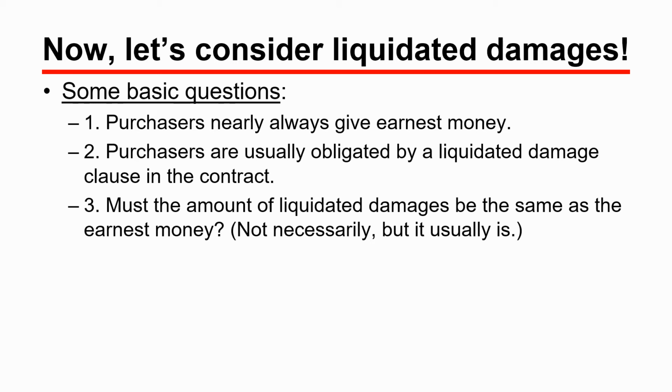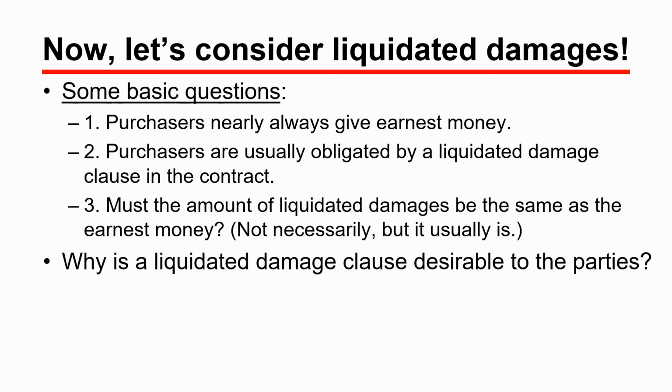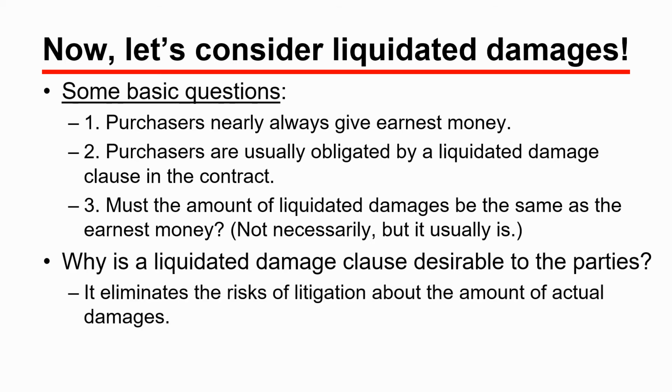That is, the clause will say the purchaser gives X amount of money as liquidated damages and as earnest money. It's entirely possible for a liquidated damage clause to have a different amount than the amount of earnest money, but it isn't very common for that to be true. Now, why do parties put liquidated damages clauses in real estate sale contracts? What's the point? Well, obviously for both parties, putting in a liquidated damage clause eliminates the risk of litigating about the amount of the actual damages.